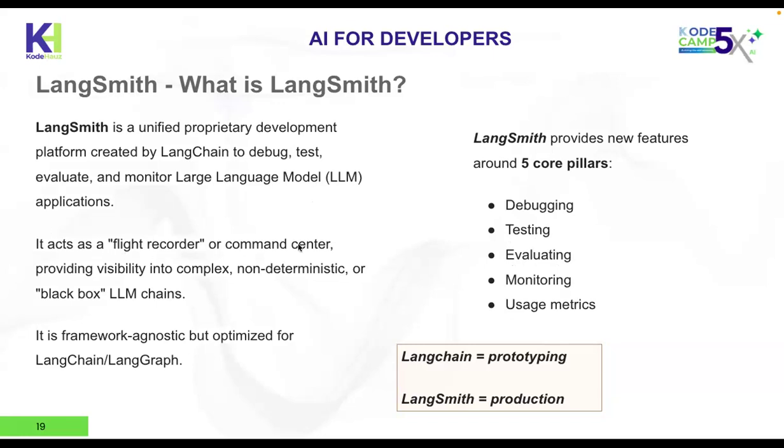It acts as a flight recorder. So essentially, that's the observability. It records everything that happens, right? I'm sure it uses the OpenTelemetry protocol. So it's a flight recorder. It records it. You hook it in. It's a platform that you create an account in, and then you set it up, we are going to see how it's done anyway. You set it up and then it's able to connect into your application, and your application will send data to it essentially. So it provides visibility into complex, non-deterministic or black box LLM chains.